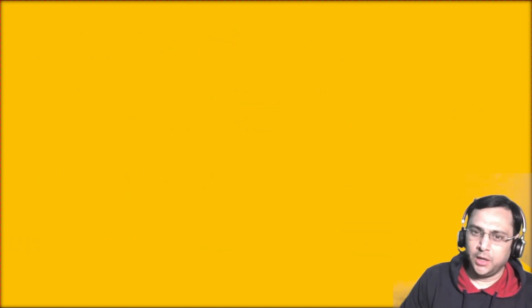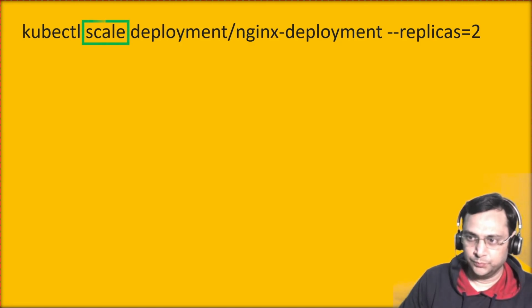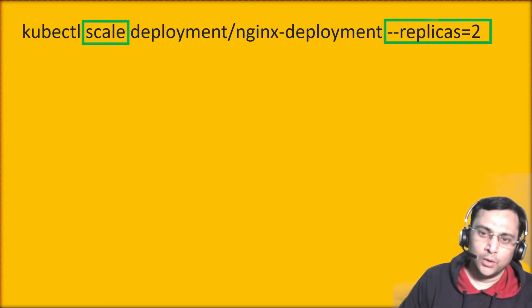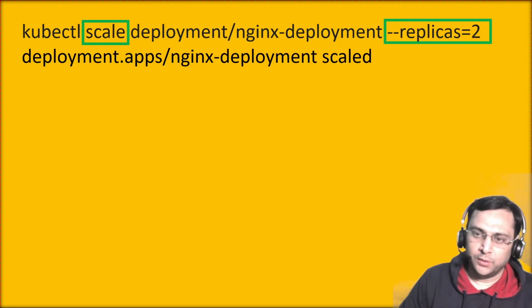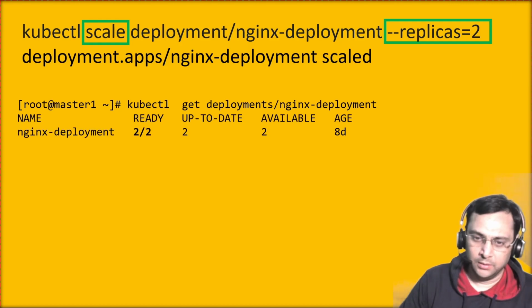In order to scale down the pods, again we can use the subcommand scale, but this time we take replicas equal to 2. From the message output, it is confirmed that the deployment is scaled successfully. Same thing we can confirm by executing the command kubectl get deployment/nginx-deployment. And now only 2 pods are available and running.